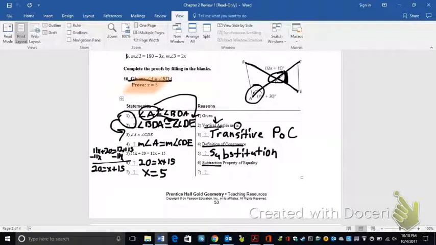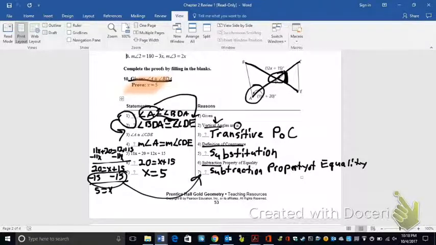So notice we're looking at step 6, 20 equals x plus 15. Step 7 is x equals 5. How do we get there? Well, we go ahead and subtract 15 from both sides. What property allows us to do that? Subtraction property of equality. And we are done with that proof.